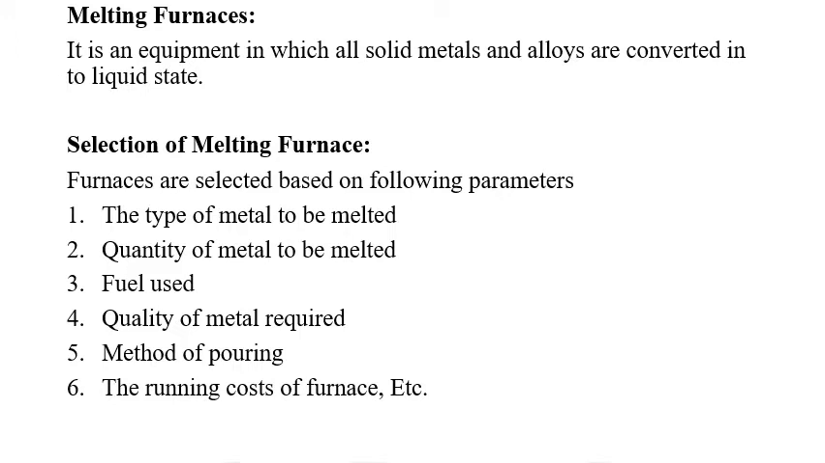Next we can go for the second important point, selection of melting furnaces. On what basis do you have to select the furnaces? The furnace is selected based on the following parameters. The first one is the type of metal to be melted, whether it is ferrous or non-ferrous metal. The second important parameter is the quantity of metal to be melted. How much liquid metal is required? On that basis, you have to select the furnace.